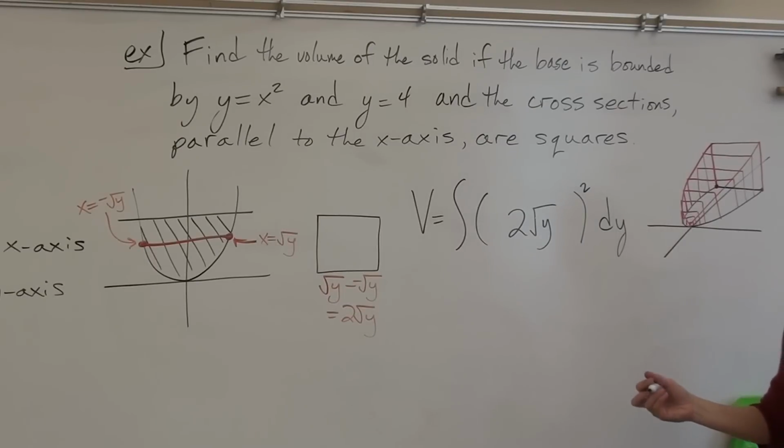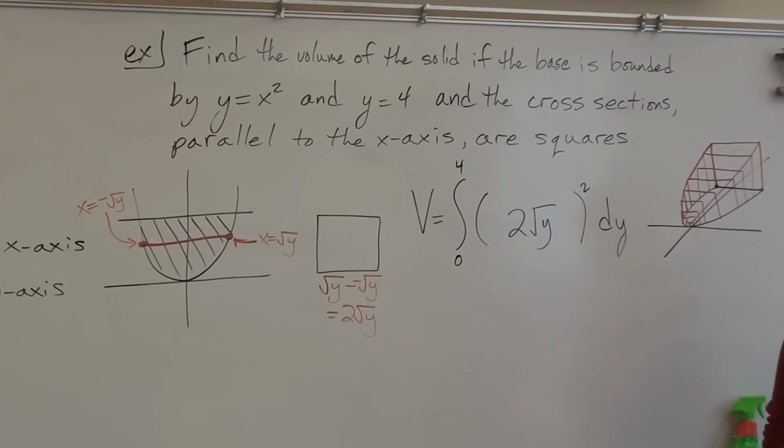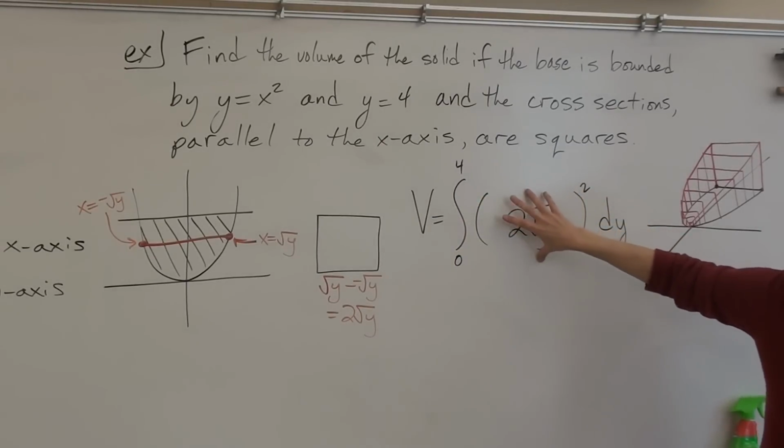This is dy, so the limits have to be y values. Anyone know what the y values would be for the limits? 0 to 4. Those are given, so 0 to 4. All right, so the volume is just the integral of the area of the cross section.